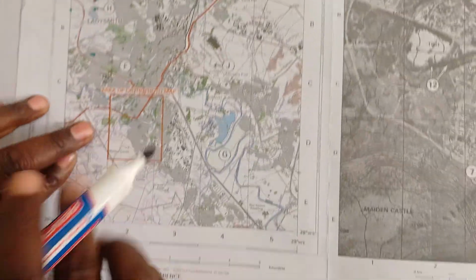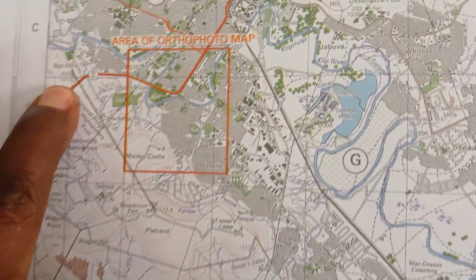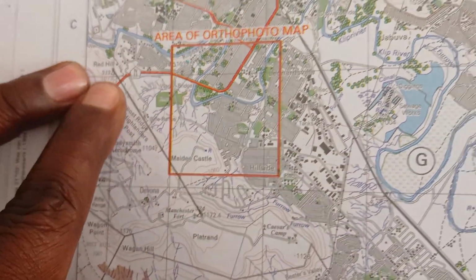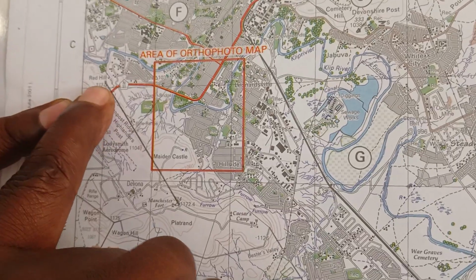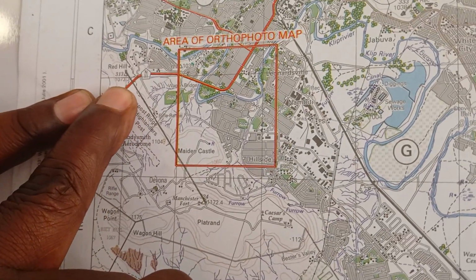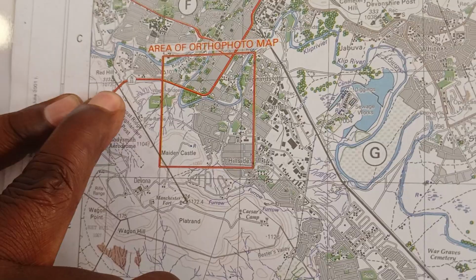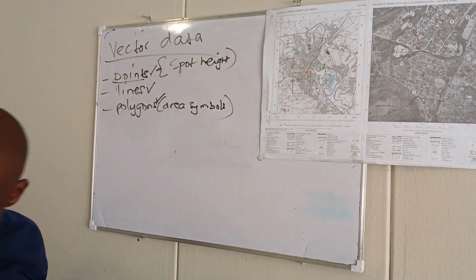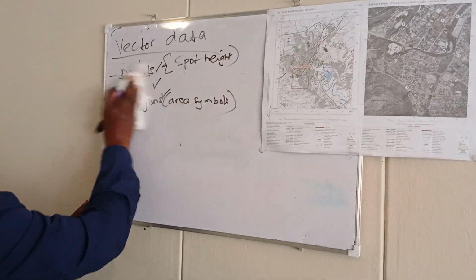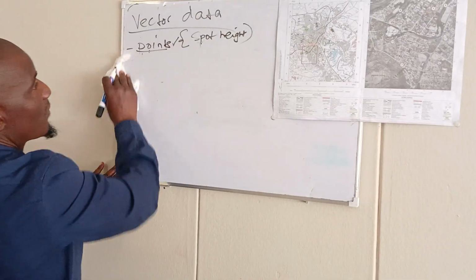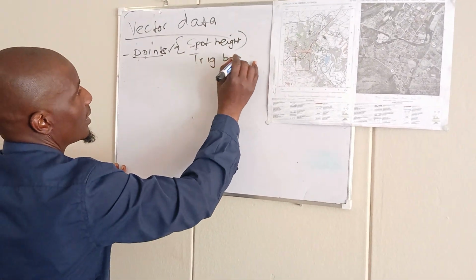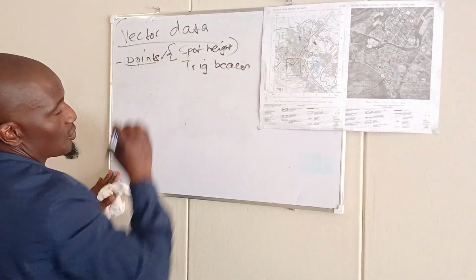I can also look at our trig beacon here. You can see here in C1, this trig beacon number 313 and 1073.3, which is the beacon height. So that can also be, I can say, trig beacon here. Let me try to look at them one by one. Okay, so we've got there the spot height. I've talked about the trig beacon. Okay, what else do we have?